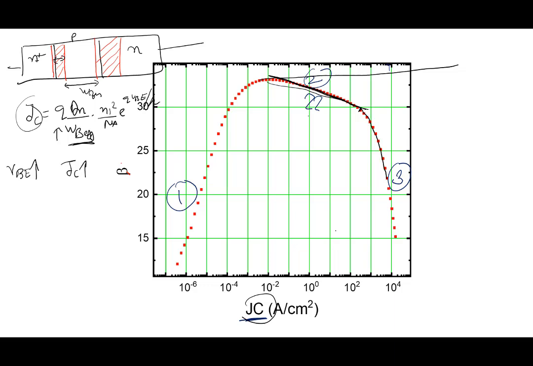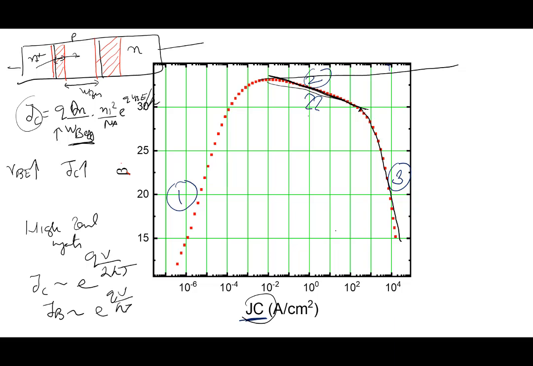Then as you go to higher current density, the number of electrons injected into the base becomes comparable to the background doping. This is what we call high level injection. Now JC begins to go approximately as e to the power QV by 2kT. When high level injection occurs, JC starts going as e to the power QV by 2kT, and JB is e to the power QV by kT. And therefore, if you take the ratio, you find that beta goes down.